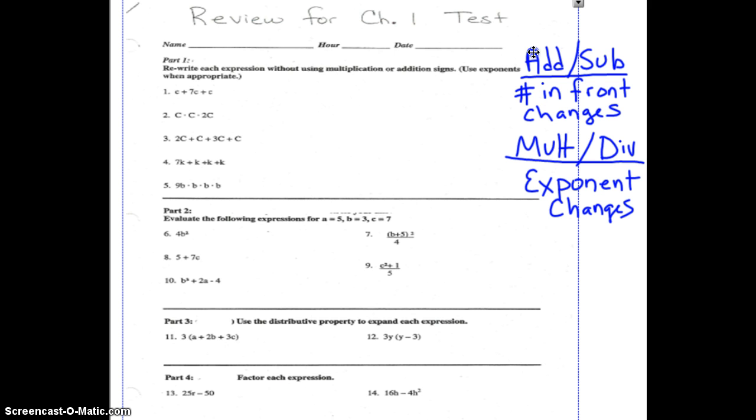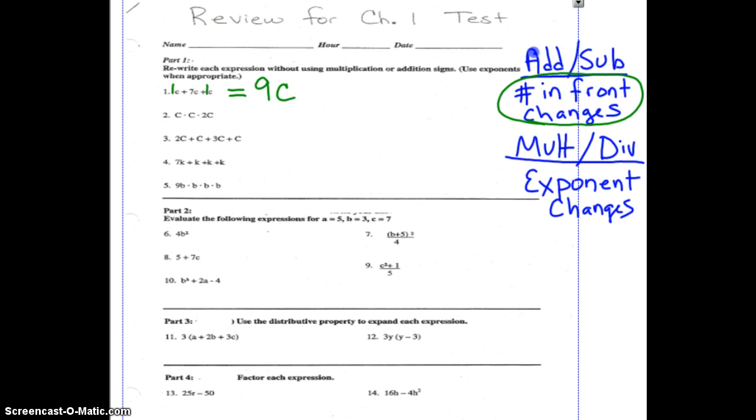Alright, so as we move to problem number 1, we've got C plus 7C plus C. Remember, mathematicians, there is really a 1 in front of the C and really a 1 in front of this C. Are these like terms? Yes, they all have the same variable of C and they all have the same exponent. So then we can add them together. 1C plus 7C plus 1C equals, we are adding, so the number in front is going to change, so we get 9C.